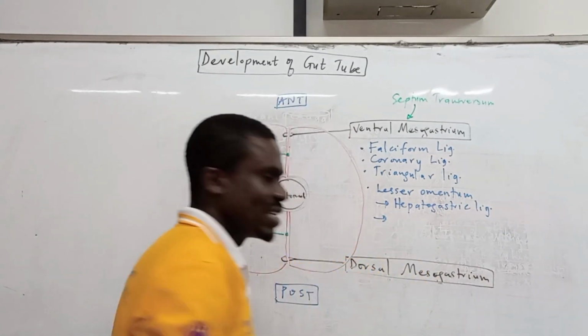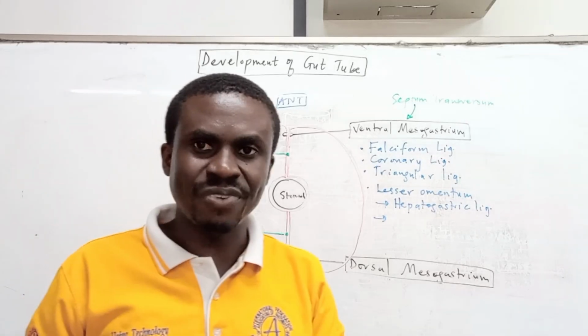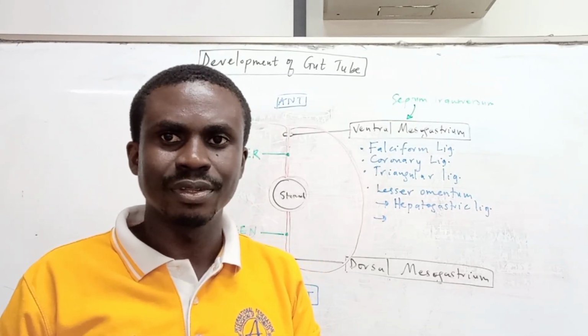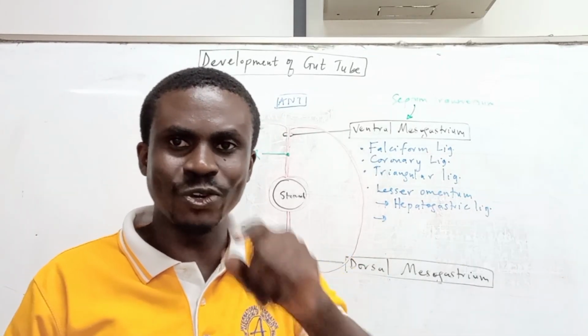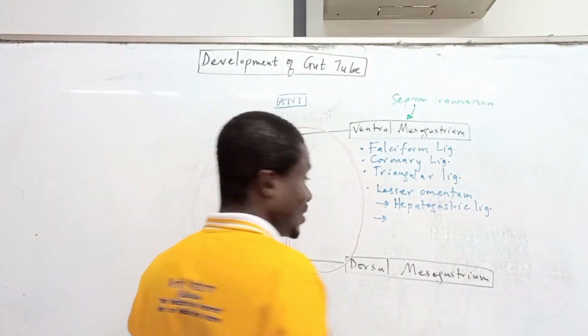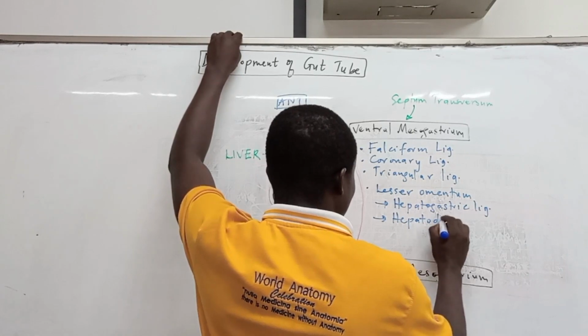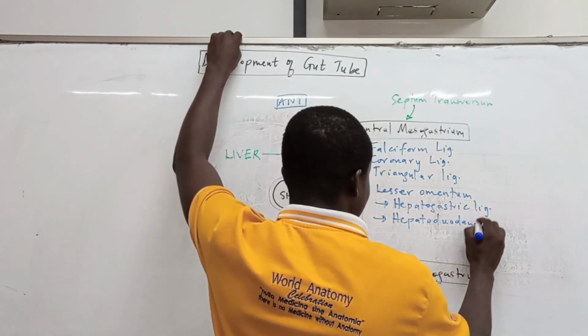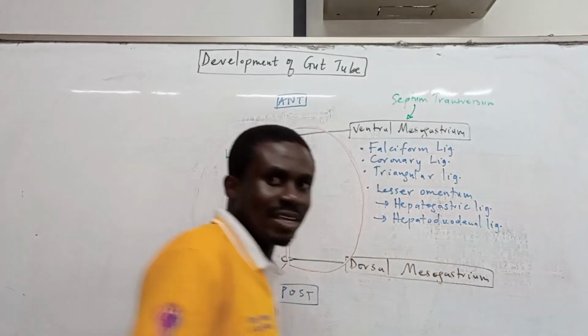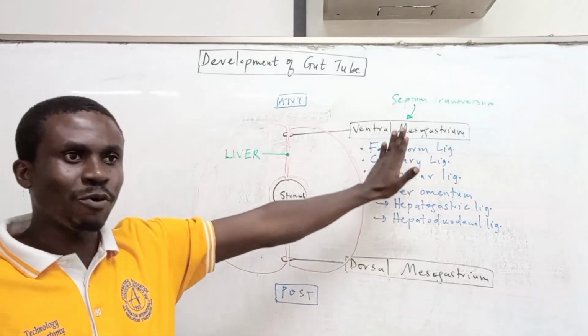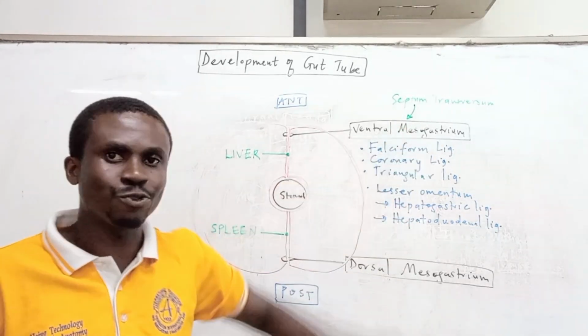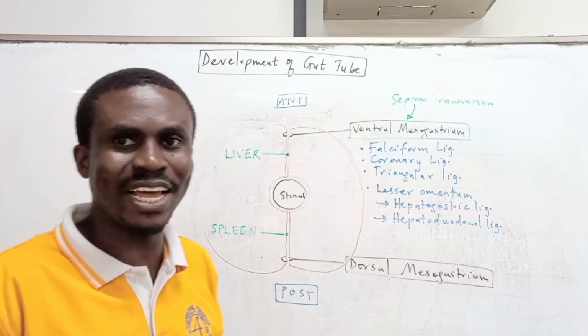And not only that, it doesn't end there, it goes to the first part of the duodenum. Okay, hepatoduodenal ligaments. These are the things that we are talking about. Hepatoduodenal. Yes. So these are the derivatives I want you to know as far as the ventral mesogastrum is concerned. Yes, it's as simple as that.